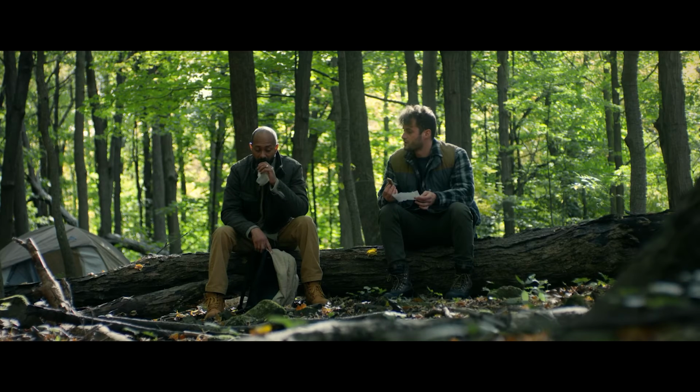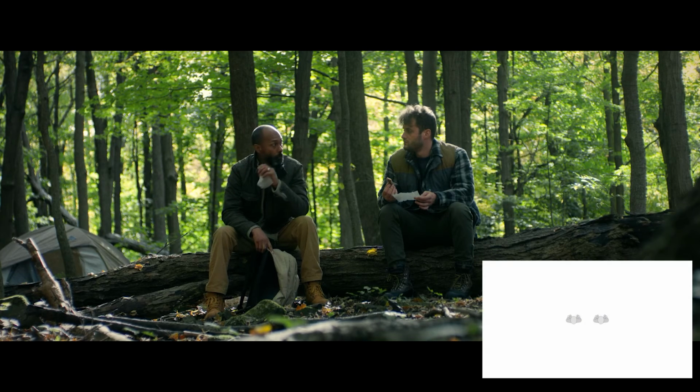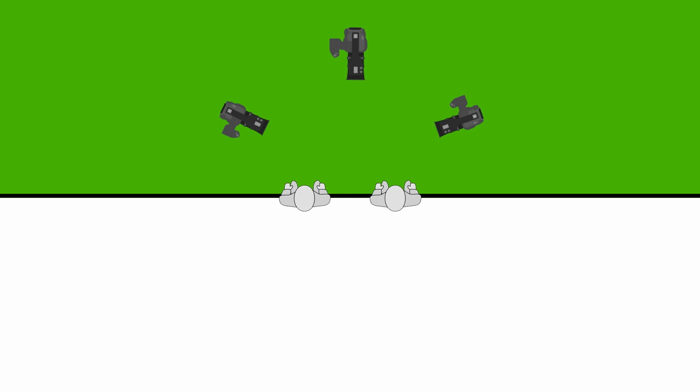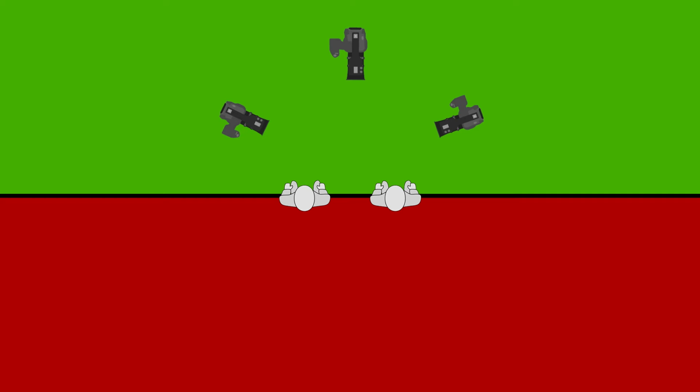Now let's say you have two actors that are sitting side by side. It works the same way. If you draw a line passing through those two actors, if you cross over that line, then you are flipping the axis. So if they're sitting side by side and you keep the camera in front of them, then you should be entirely fine. But as soon as you start to go behind them, that axis will flip.